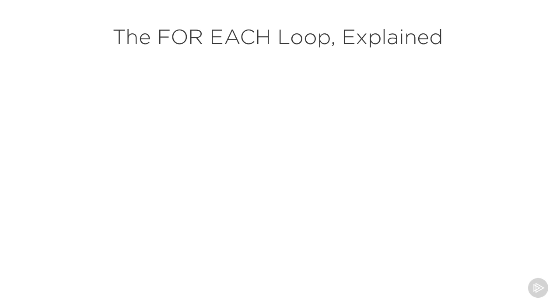Let's take an inside look at how a for each loop works. Remember, a for each loop does an iteration for each record in a collection. We begin with a collection, specifically a list of leads. Let's add a few leads to our collection.